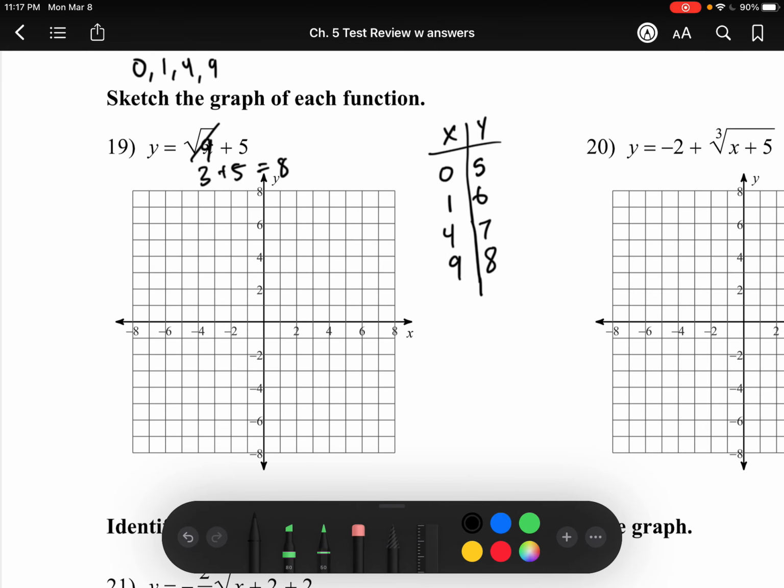So now I just graph those points. So my first point is at 0, 5, which is right here. My second point is at 1, 6, which is right here. Then after that, we're at 4, 7, which is right here. And then the last point is at 9, 8, which would be right around here. But it's outside of the graph, right? So you just connect the dots, and your graph is going to look something like this. I'm going to make it with more of a curve.